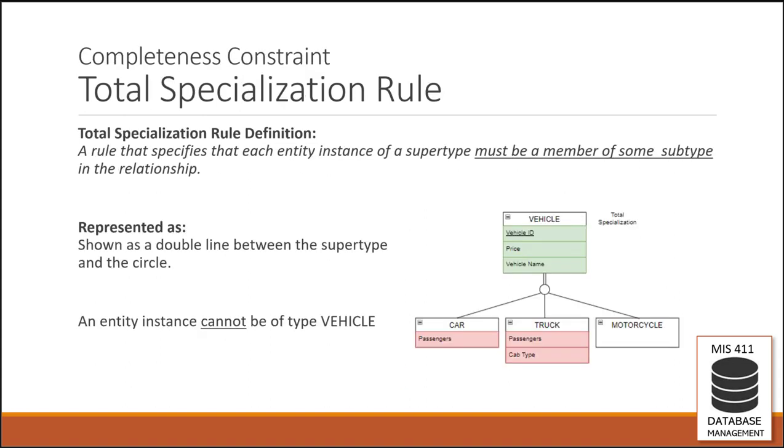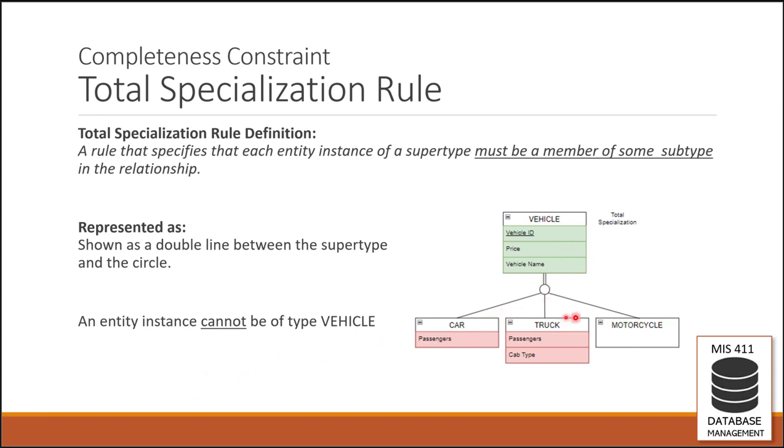And so we have 2 rules in the completeness constraint, or 2 possibilities. One is called the total specialization rule. The definition is a rule that specifies that each entity instance of a supertype must be a member of some subtype in that relationship. Okay? It's represented as a double line between the supertype and the circle. So we've seen a single line here before, but for total specialization, we have a double line.